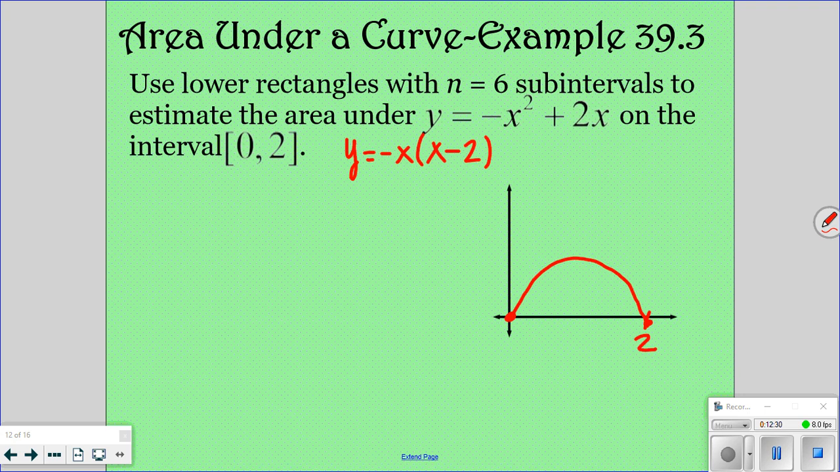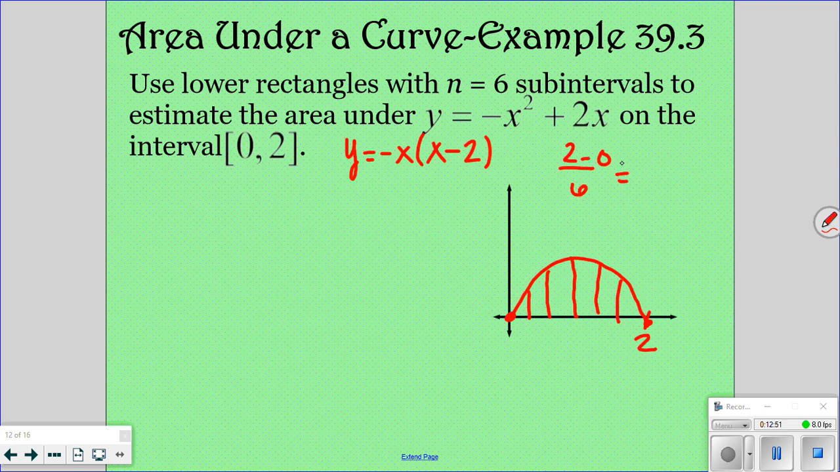So that's more what it should look like. And we need 6. So I'm going to cut it in half, and then I'm going to put 3 on this side and 3 on this side. And it should be symmetric. Whether or not it looks symmetric is dependent on how well you can graph.